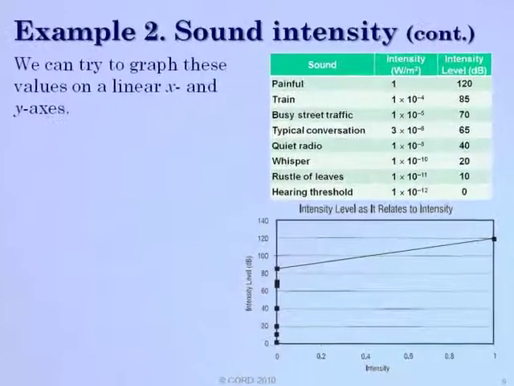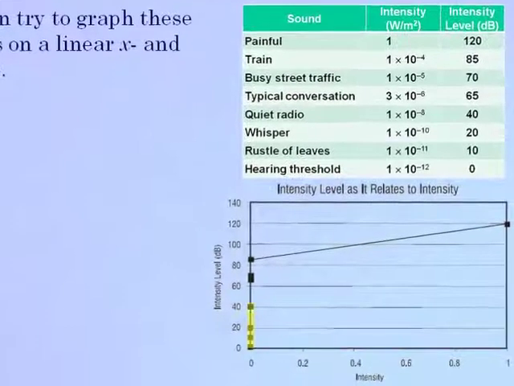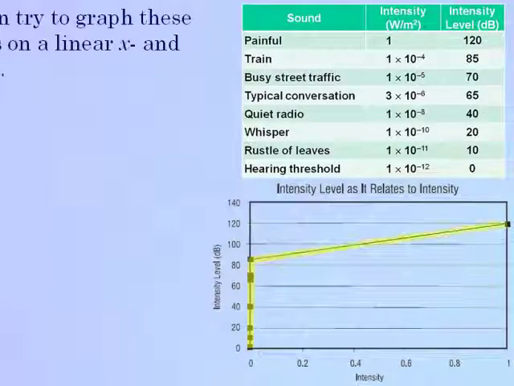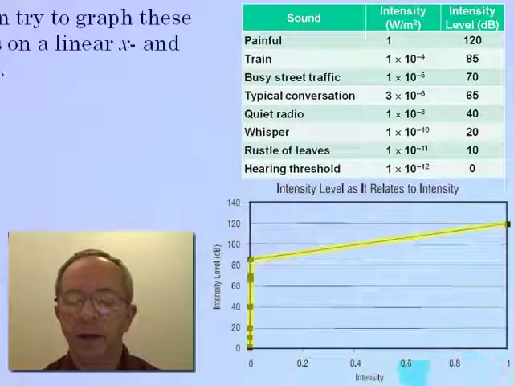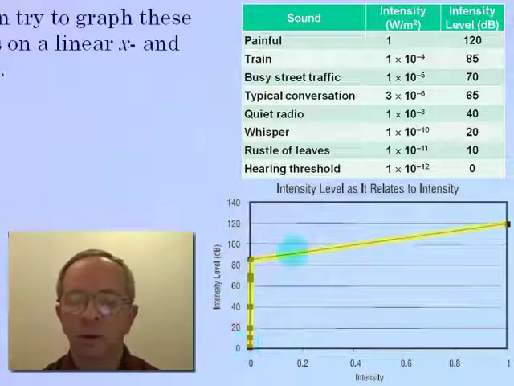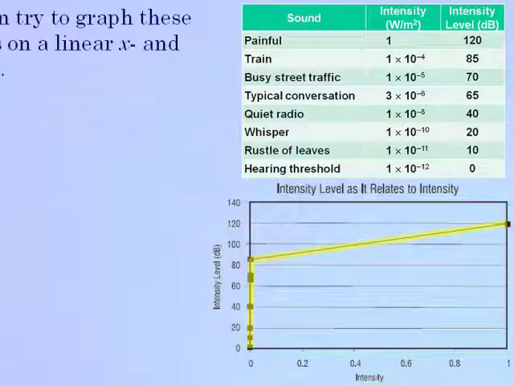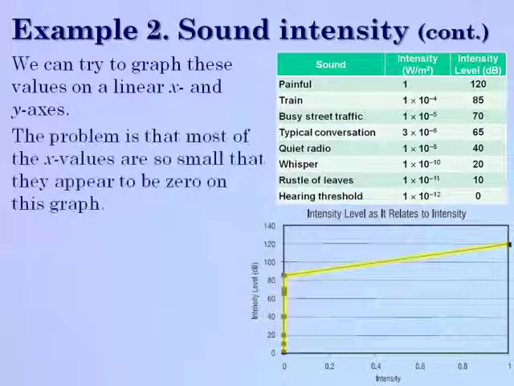So we can try to graph these values on a linear x and y axis. We can graph from 0, 0.2, 0.4, 0.6, 0.8 up to 1, our highest intensity, versus our intensity levels, which are those log values. And we see that almost all of them are right up against the axis. They're all very small until we get to the last value. That's not a very useful graph to interpret.